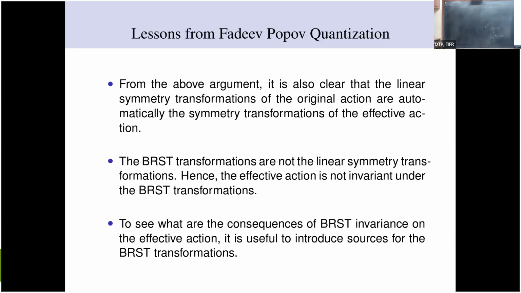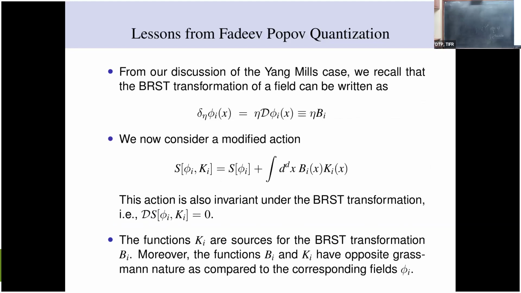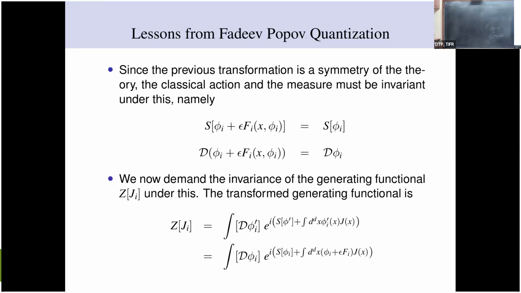To see the consequences of this BRST invariance, we have already introduced all the techniques. So what we will do is introduce sources for the BRST transformation, as you were saying. We had the BRST transformation of the field written this way: delta of phi I was eta times d of phi I, and let me denote this d of phi I by b_i. Why is that not linear? Not for every field, I mean.